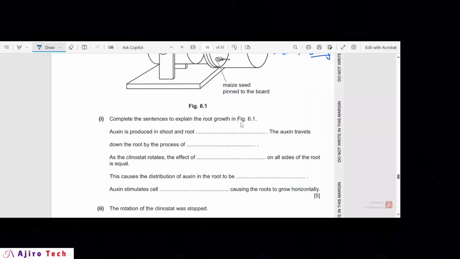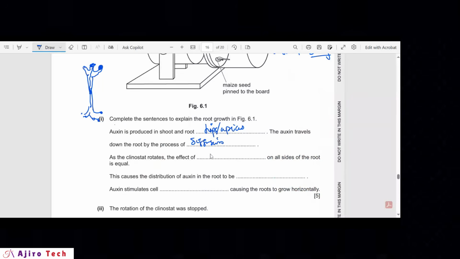Complete sentences to explain the root bend. So auxin is produced in shoots and root tips, right? It's produced at the tip, bringing about growth at the tip, known as primary growth, at the tip of the shoot and the root, the apex, the apices. And the auxin travels down the root by the process of diffusion, from the region of higher concentration, where it is produced, to the region of lower concentration.